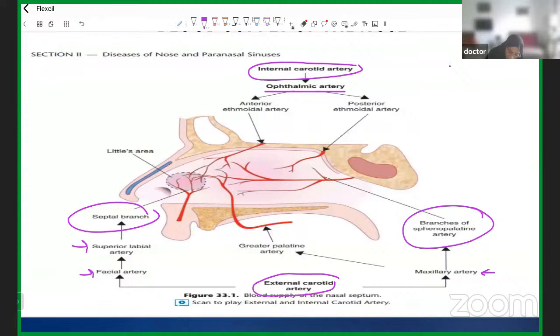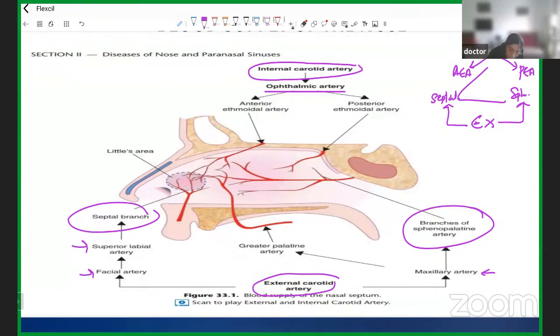So imagine a nose like a box, right? You have the nasal septum here. Now, if you turn it to the other side, you just see this part of the nose. Internal carotid artery, external carotid artery. External carotid artery, one will go behind, one will move forward, one will give the septal branch. Right? The other will give the sphenopalatine artery. Internal carotid artery will give an anterior ethmoidal artery and posterior ethmoidal artery.